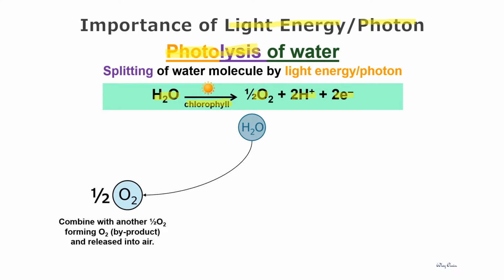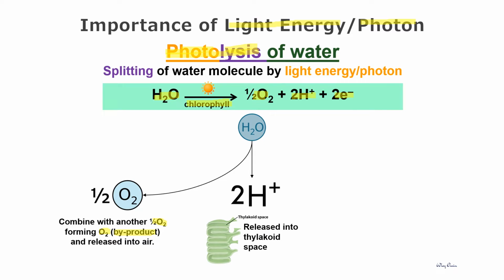If we look at the products of photolysis one by one, the oxygen atom will combine with another oxygen atom to form oxygen gas, which is considered as a byproduct, iaitu hasil sampingan, and the oxygen will be released into air. However, the 2 protons or the 2 hydrogen ions will be released into the thylakoid space.